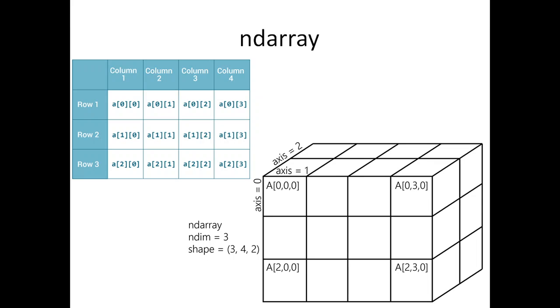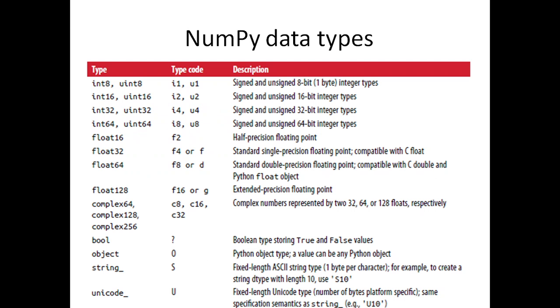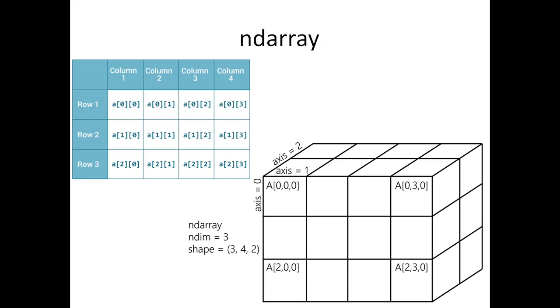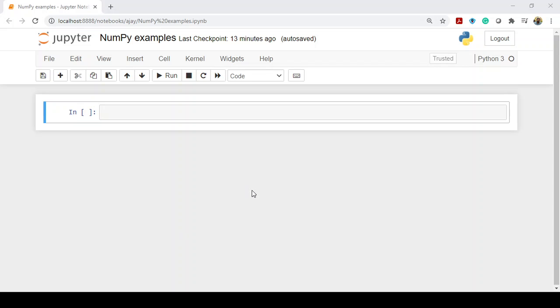If you want, you can have the shape as 4, 5, 6 and so on, 4, 5, 6, 8, 10 like that. Any n-dimensional array can be created using NumPy. Okay, now we will see some examples of this.